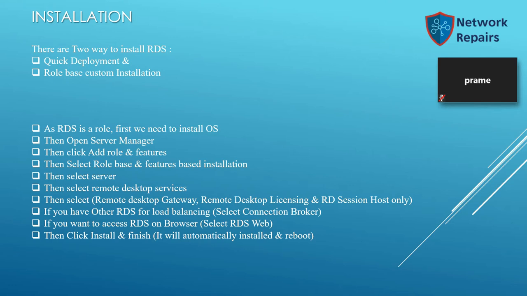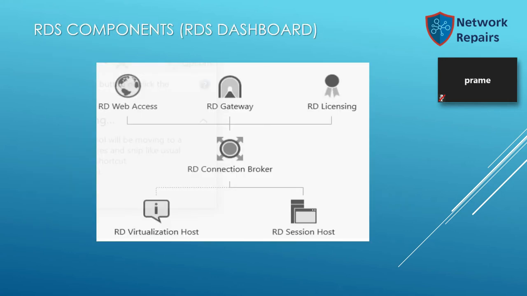If we install a standalone RDS server, then these three components are enough for the terminal server. If we have other RDS servers for load balancing, then select the Connection Broker. And if you want to access RDS in a browser, select RD Web Access and click install, and it will be installed automatically and rebooted if required. So these are the main RDS components. You can find these components in the dashboard.